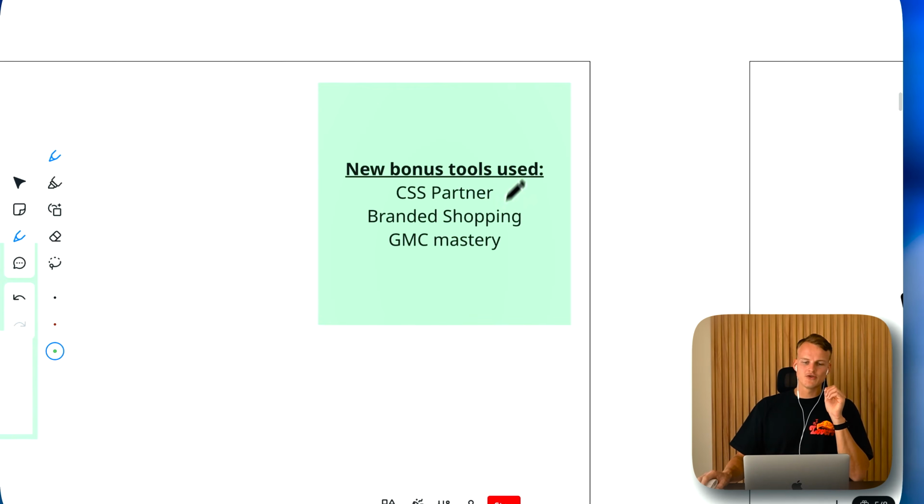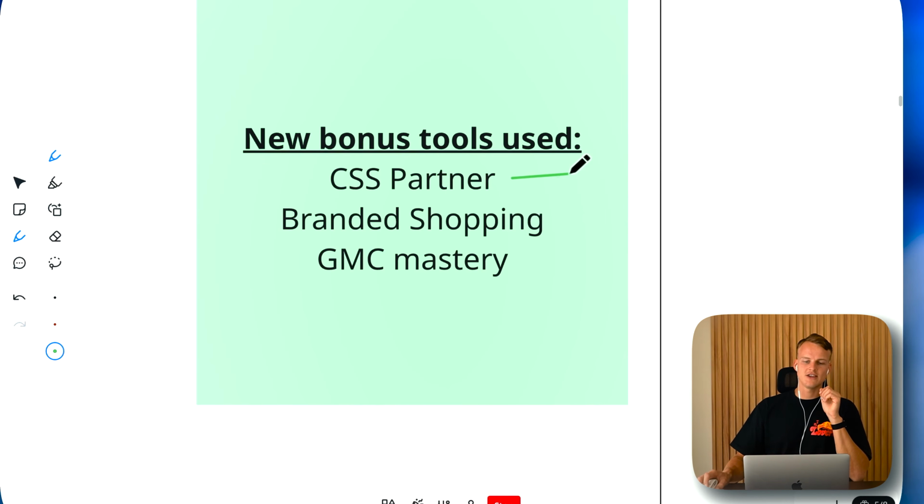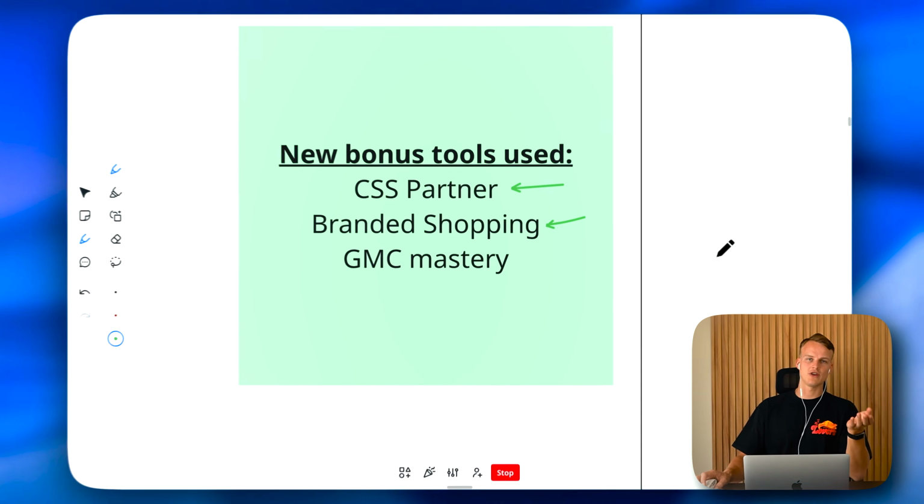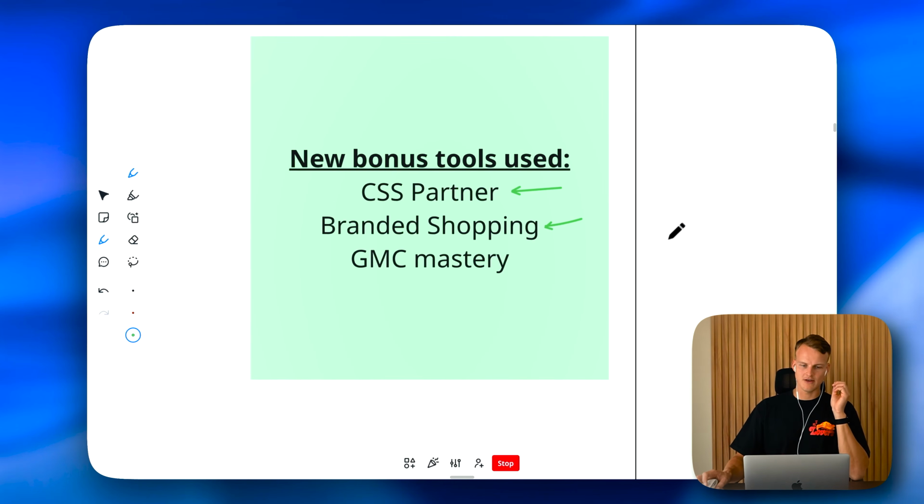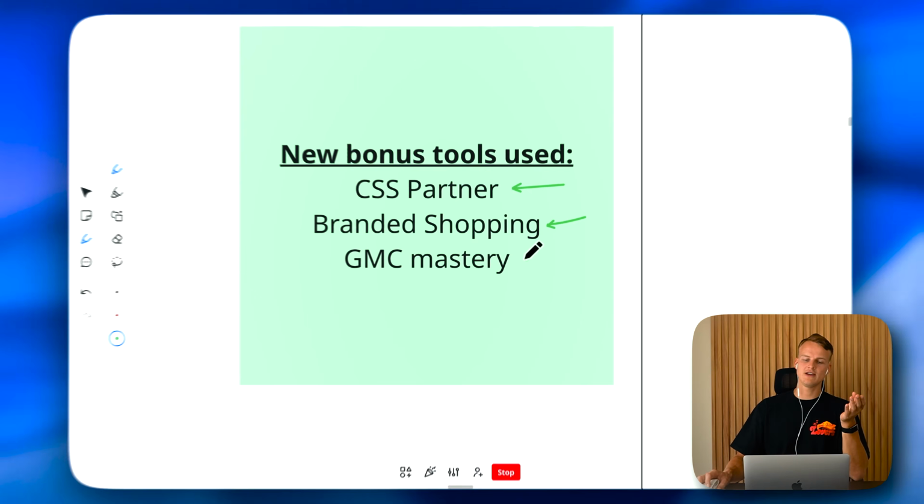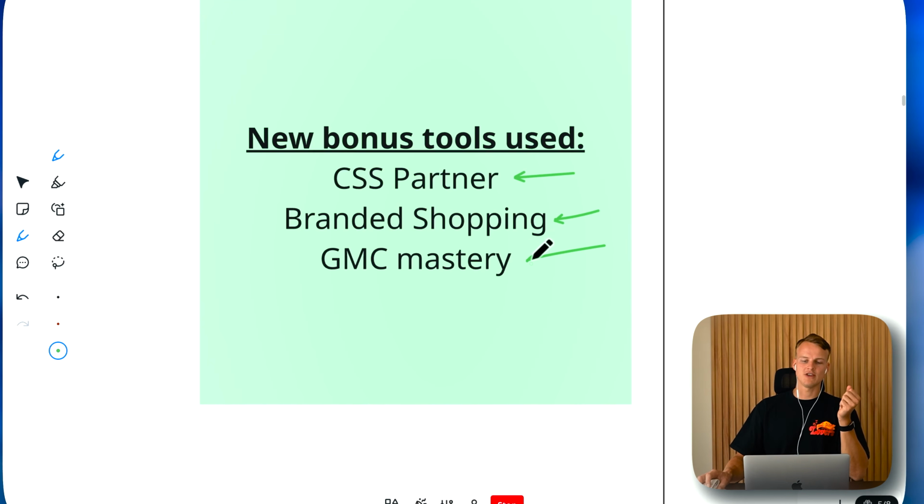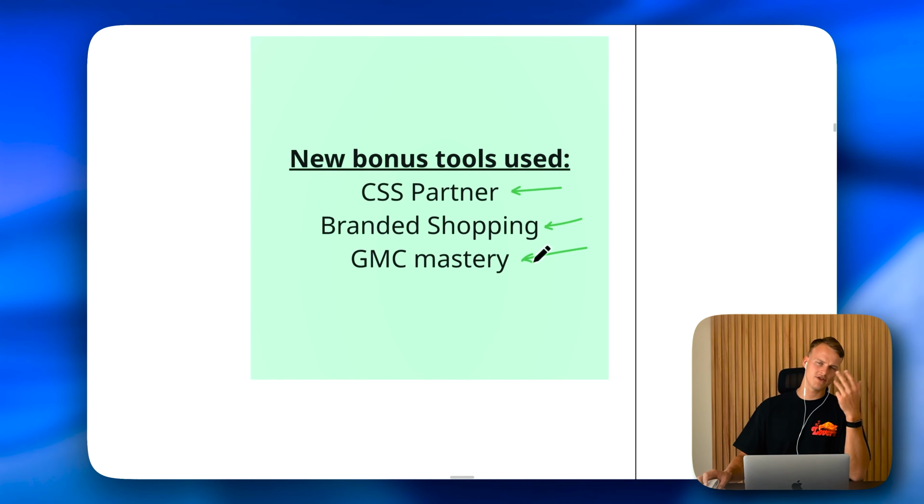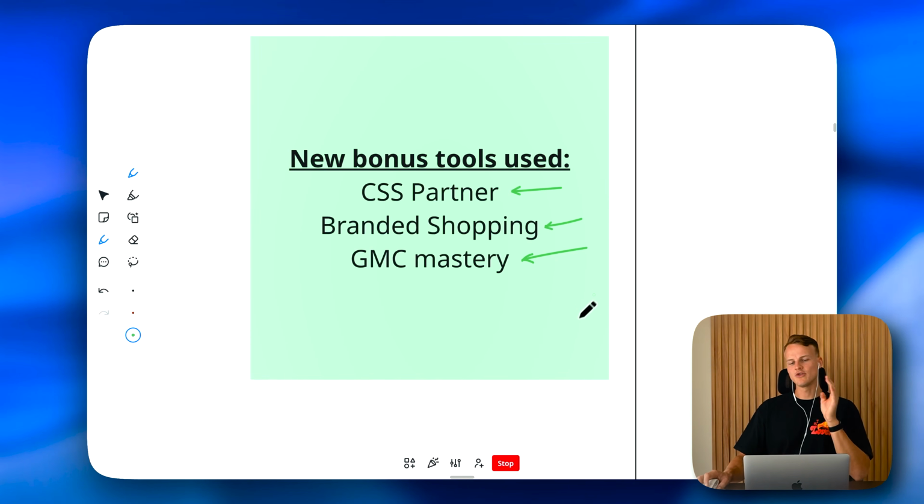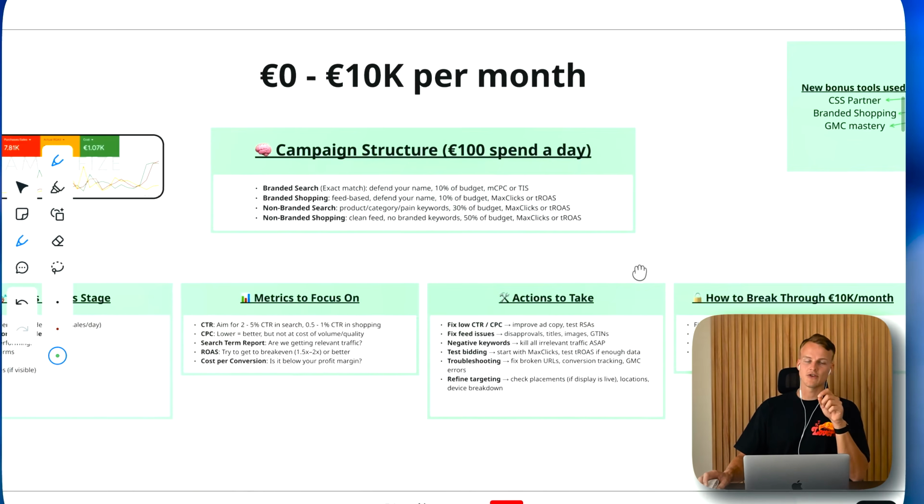The two bonus tools used here are the CSS partner, which is the 20% discount on your shopping clicks. You want to use your branded shopping script to make sure you exclude any non-branded terms for your branded shopping campaign specifically. And you want to master your GMC in terms of your feed, but also in terms of your settings, your promotions, your refunds, everything. You want to make sure that your Google Merchant Center is set up for absolute success. So that's the 0 to 10K a month mark.